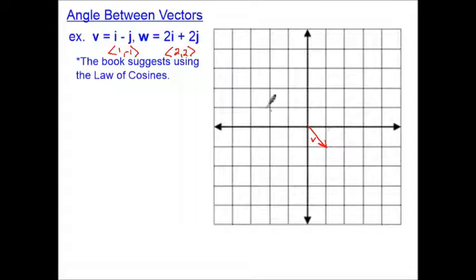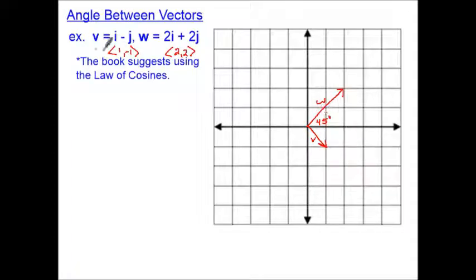Okay. And then w looks like 2, 2. So 2 to the right and 2 up. So my vector w looks something like that. Alright. And hopefully it's not too hard to imagine here that if I've got 2, 2, I've got myself a 45, 45, 90. So I've got 45 degrees tucked right in here between the x-axis and where w is sitting.